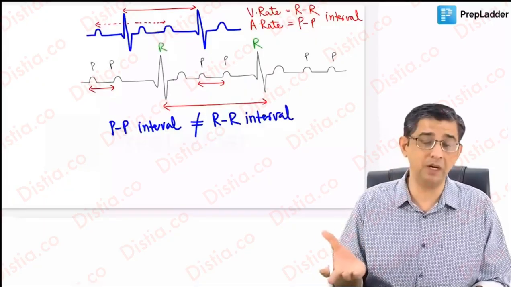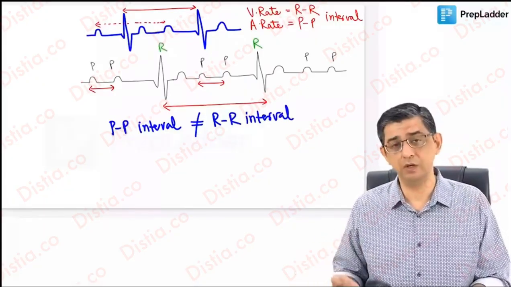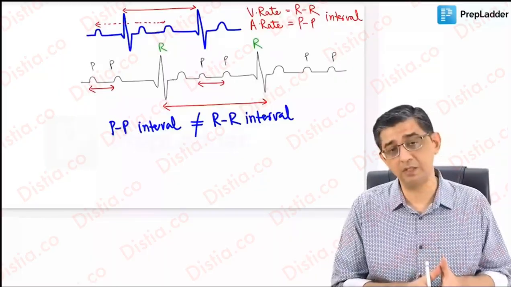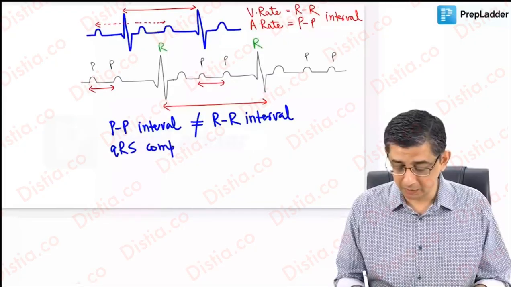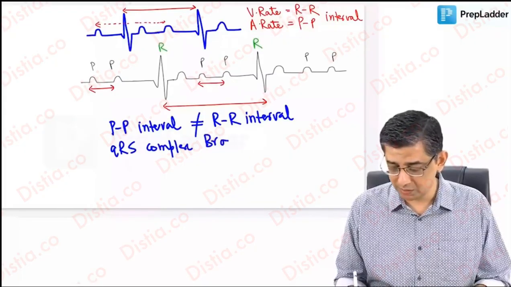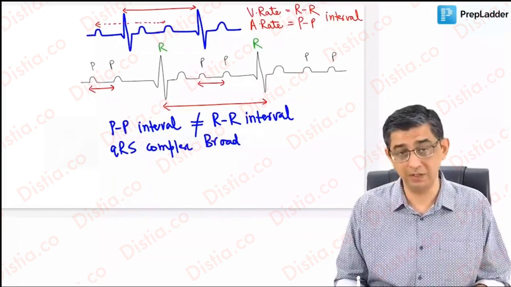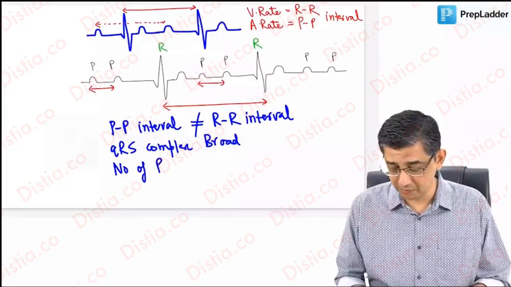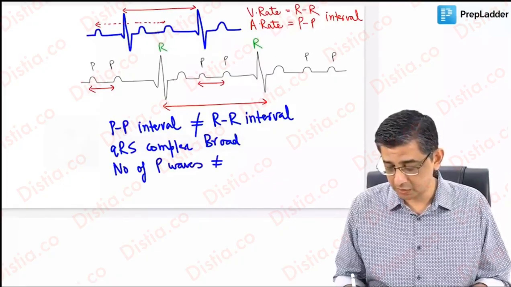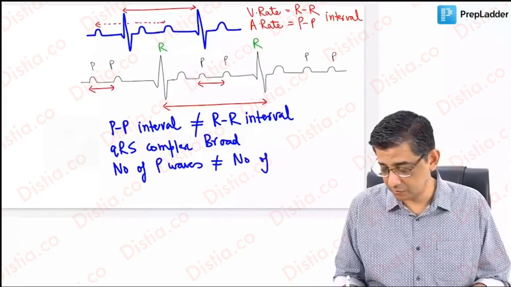Atrial rate is going to be 100. That is 2.5 times faster than bundle of His. Mathematically, bundle of His fires at a maximum rate of only 40. The QRS complex in this case will be relatively broad. It can be towards the upper side of normal as well in some ECGs. And as I highlighted, an important feature, the number of P waves is not going to match with the exact number of the R waves also.